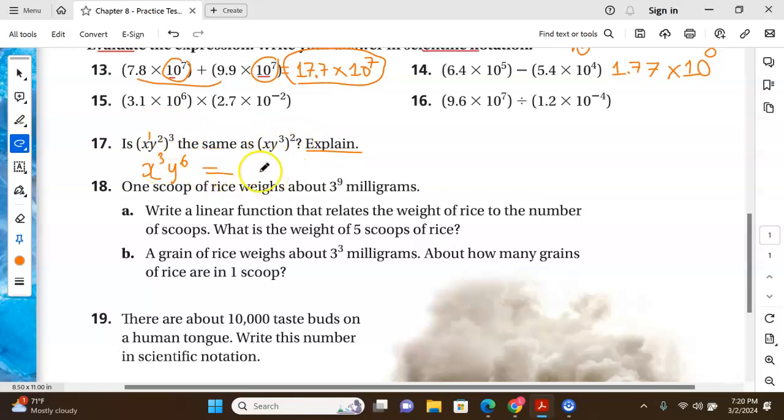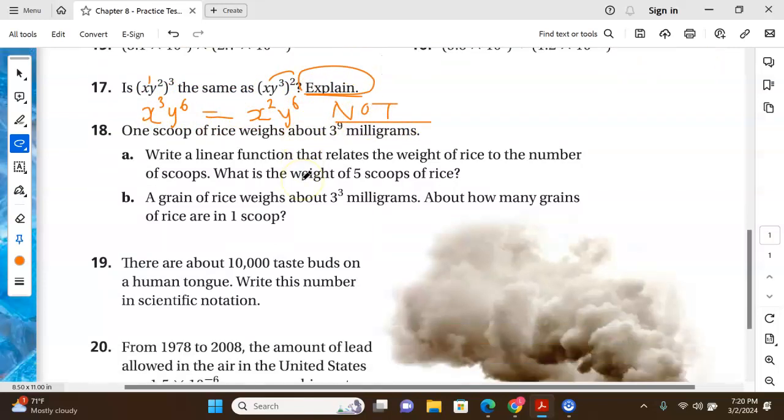Are they the same? Well, let's see. x squared and then y to the 6. Are they the same? They are not. They're not the same, and I'll let you guys explain why. Again, I just apply the power to a power rule and they are not the same. So that's one way to explain it for you guys. All right, it is not the same.